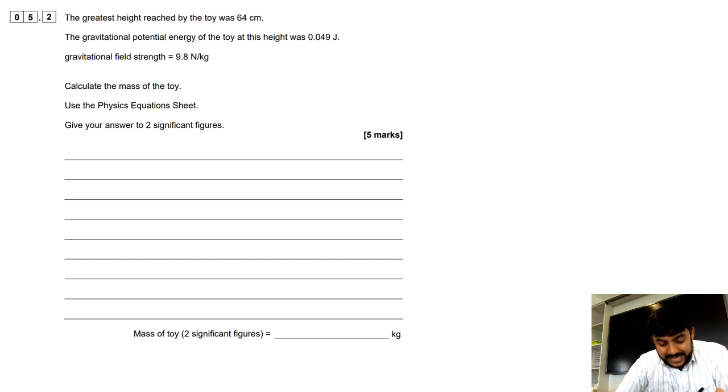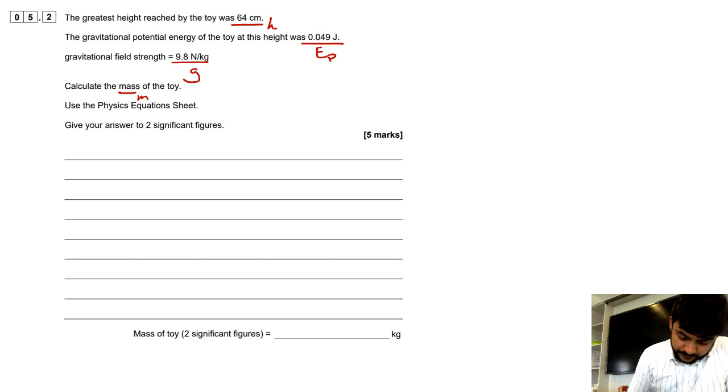The greatest height reached by the toy was 64 centimeters. I can see a calculation question coming. The gravitational potential energy of the toy was that much, EP. The gravitational field strength is that much. Calculate the mass of the toy. Okay, so we're being given gravitational potential energy, we're being given height, we're asked to calculate mass, m. Let's write down all of the things that we need.